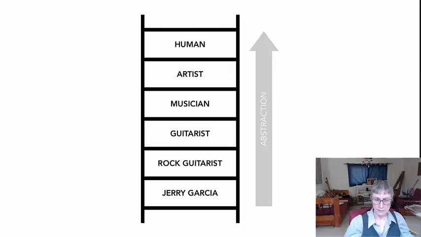So the particular one that we have in mind, the now dead Jerry Garcia, was an example of a rock guitarist, and a rock guitarist is one type of guitarist, which is one type of musician, which is one type of artist, etc.